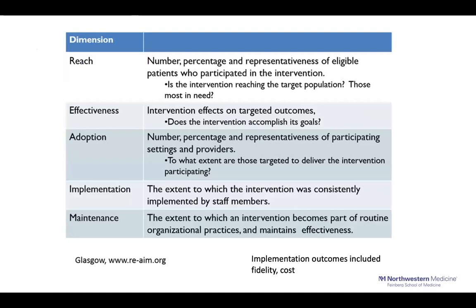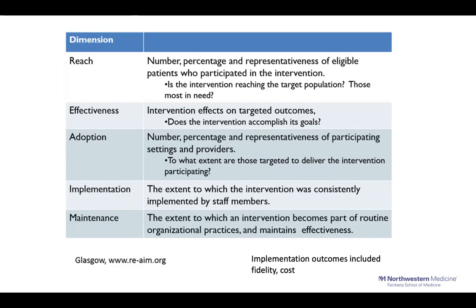So here are the main dimensions that RE-AIM talks about. There's reach, which would be the number, percentage, or representativeness of eligible patients who participated in the intervention. It answers the question, are you reaching the right people? And are you reaching those most in need? Effectiveness is really talking about the intervention itself. Does it achieve its goals? Is it better health? Is it reduced suffering? Is it prevention?